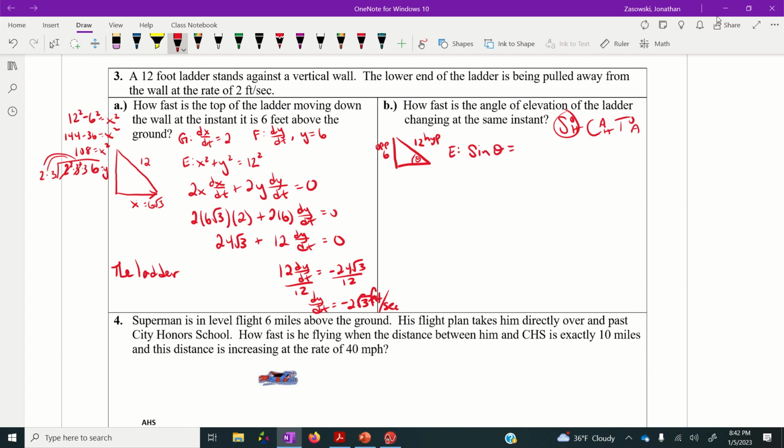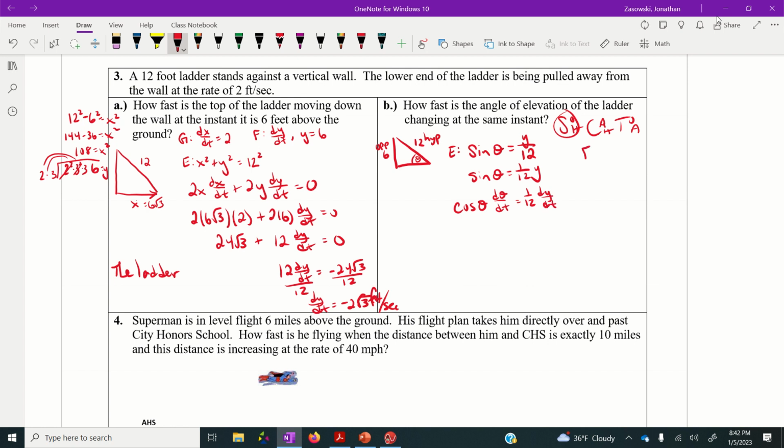Now the opposite is changing, so that's why, over the hypotenuse, it doesn't change. It's always 12. All right. We can really think about this if you want in terms of taking the derivative of sine theta equals 1/12 y. So now when we take the derivative of both sides, the derivative of sine is cosine theta times d theta dt, which is equal to 1/12 and then dy dt.